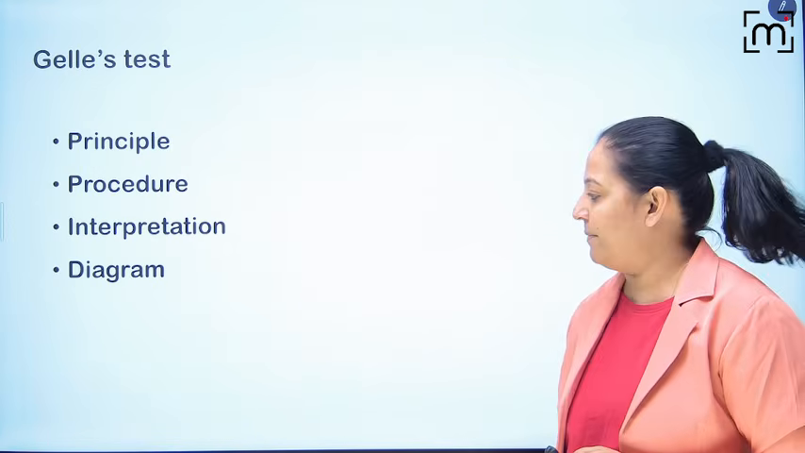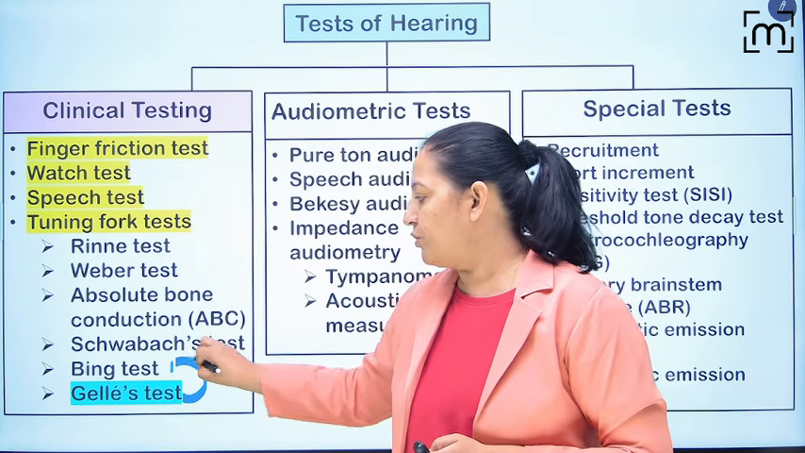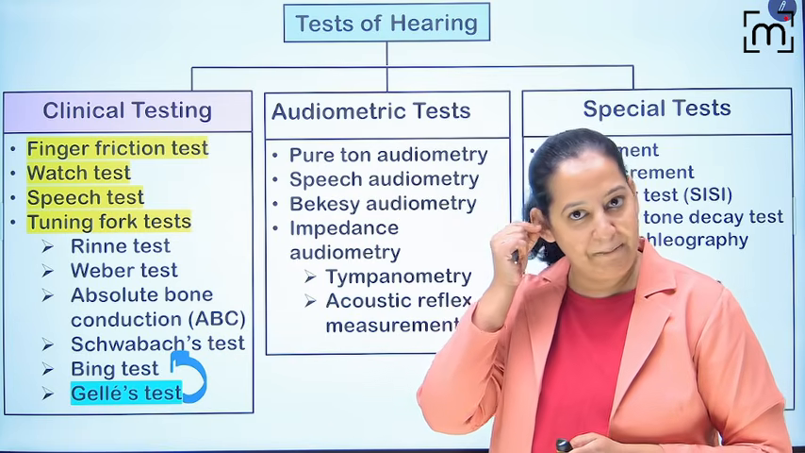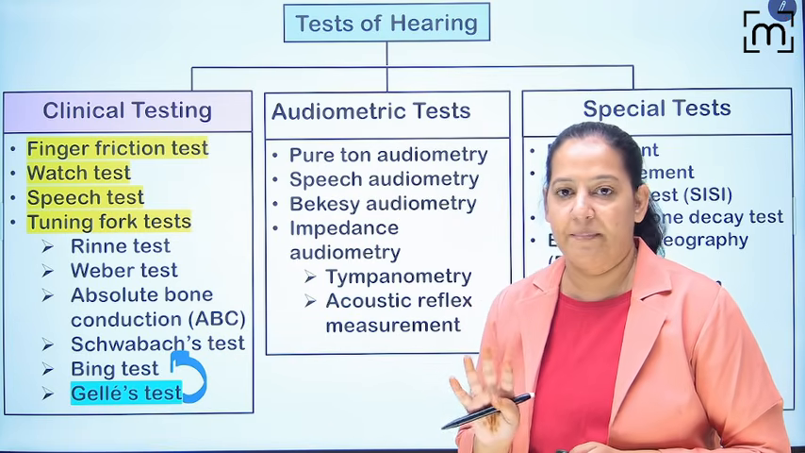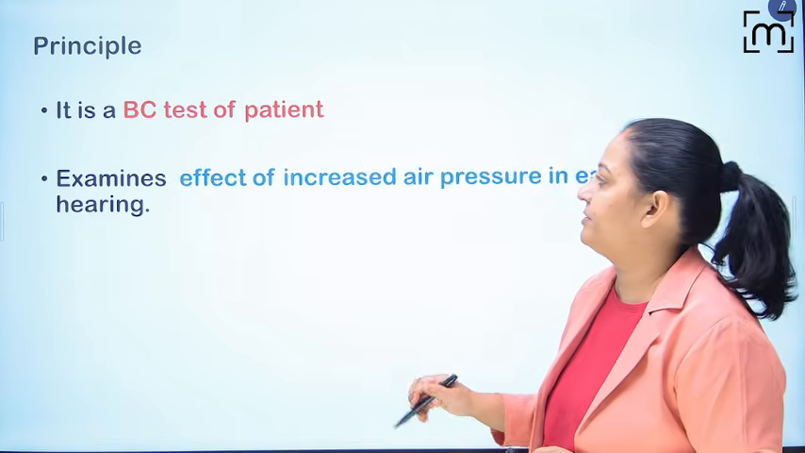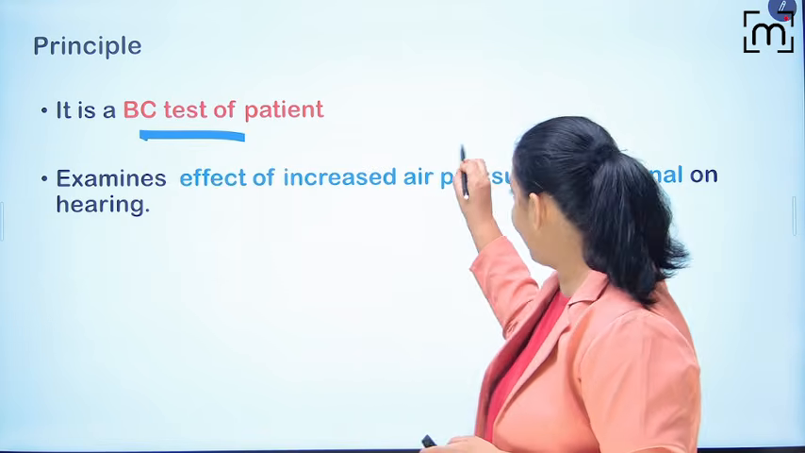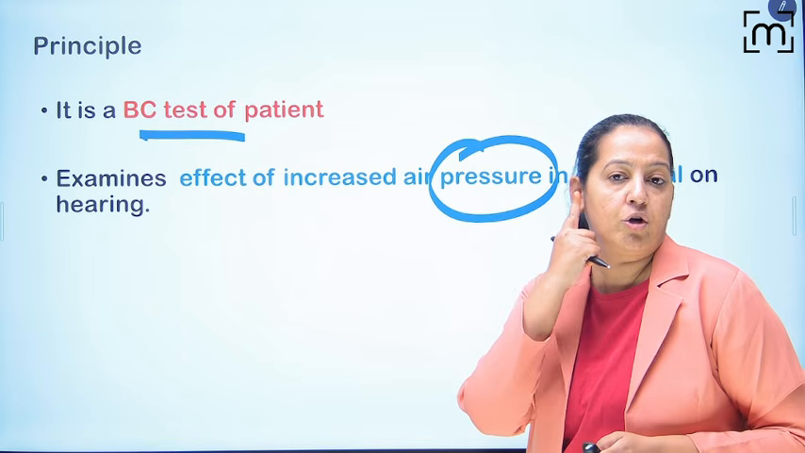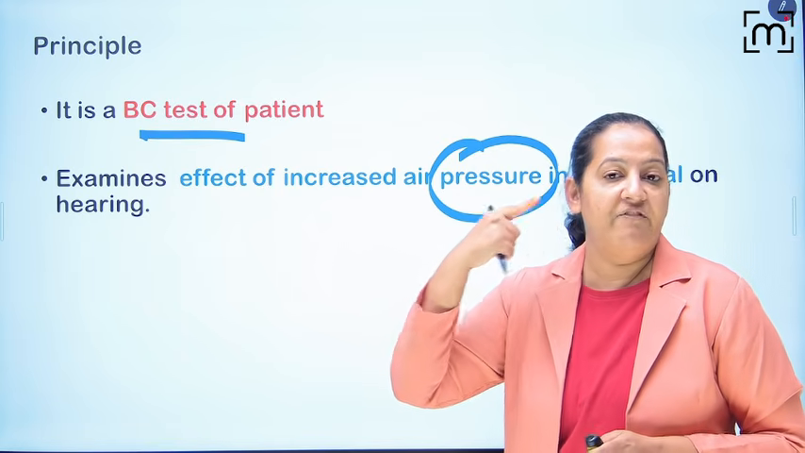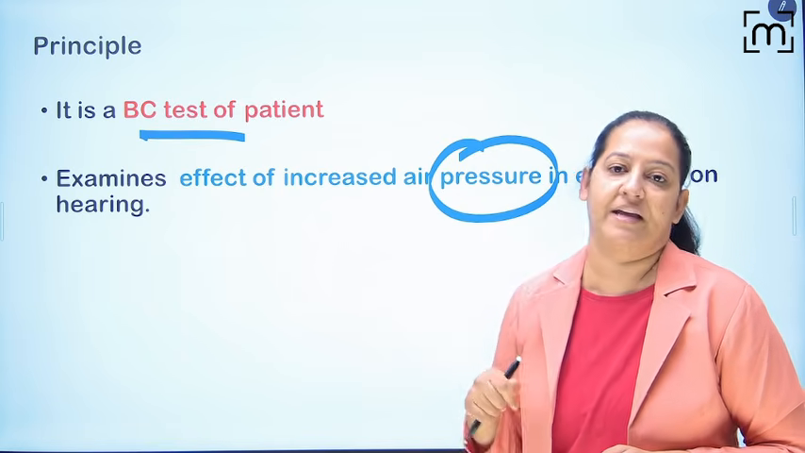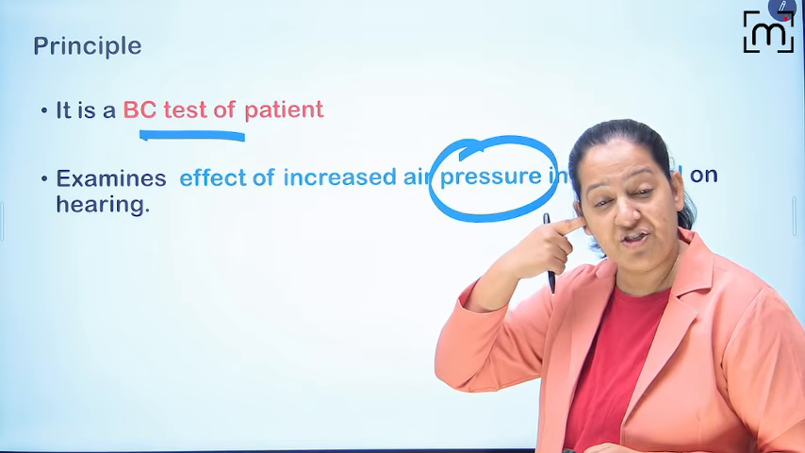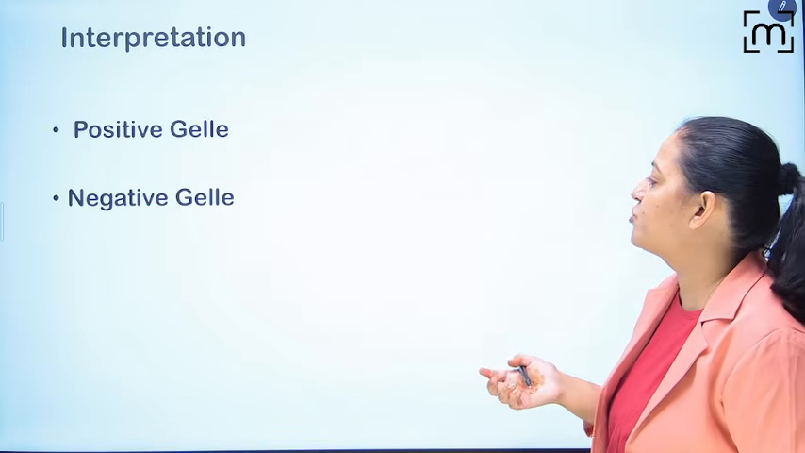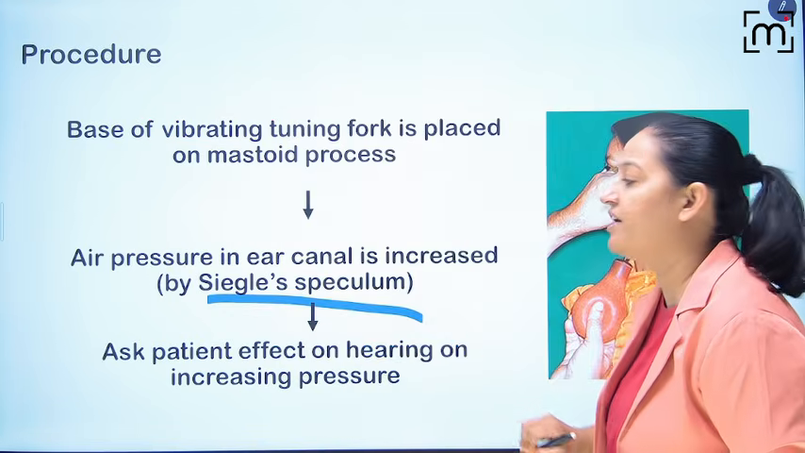What is Gelle's test? Same as that of Rinne. Here also we compare the BC of the same patient's ear, not with the examiner, but we see the effect of pressure in the canal, not opening and closing the canal. We are looking at the effect of pressure in the canal. So we will increase the pressure in the canal with the help of an instrument. The name of the instrument is Siegle's speculum.